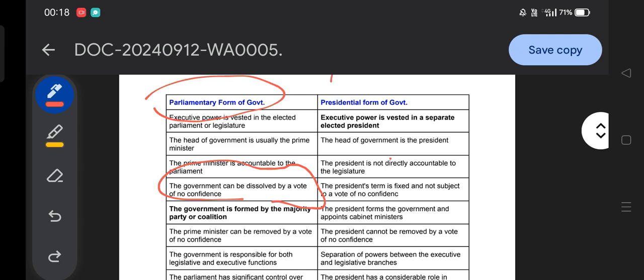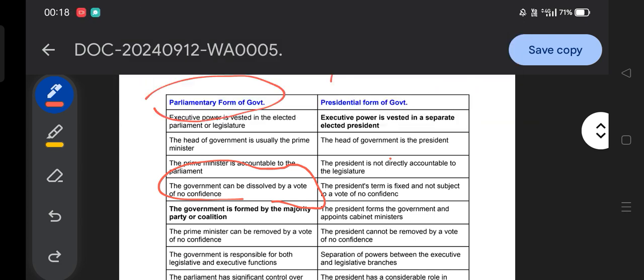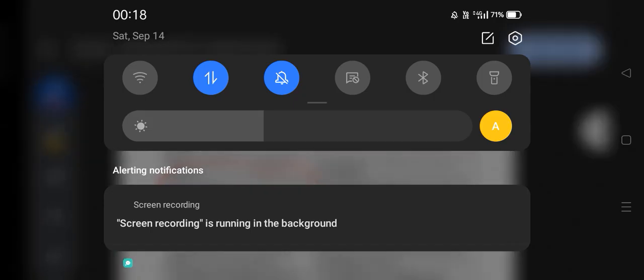I have already told you about the vote of no confidence when we discussed everything about parliament, and you must watch that video. You have to remember that the government can be dissolved by the vote of no confidence. Guys, please wait one minute.